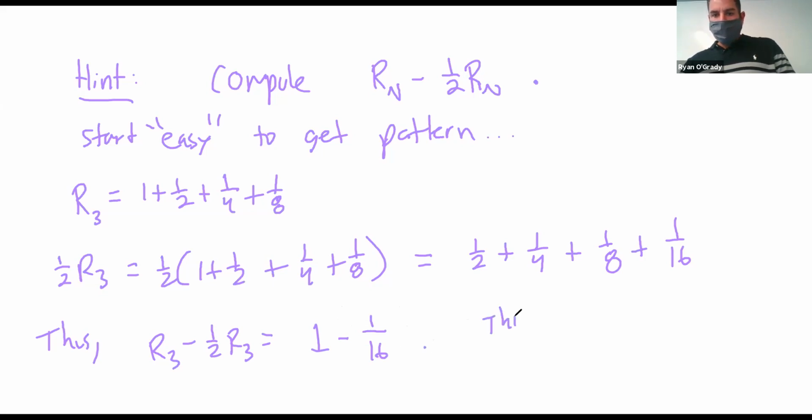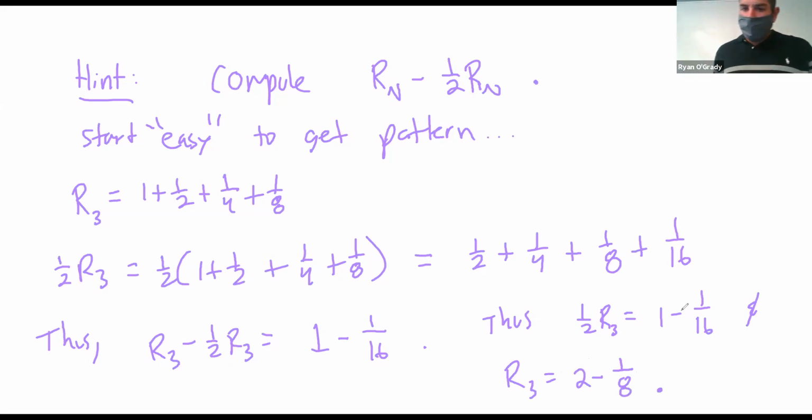And so what you get is, the left-hand side is 1/2 R sub 3, and that is equal to 1 minus 1/16. And what can you say about R sub 3 then? If you multiply both sides by 2, you get 2 minus 1/8. Do you see the pattern yet? If not, go to R sub 4 or do R sub 5. There is a very beautiful pattern here.